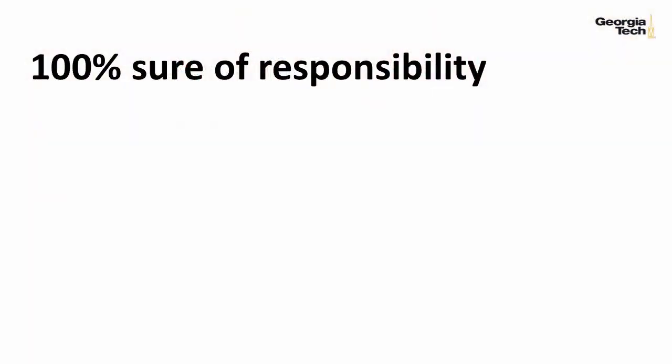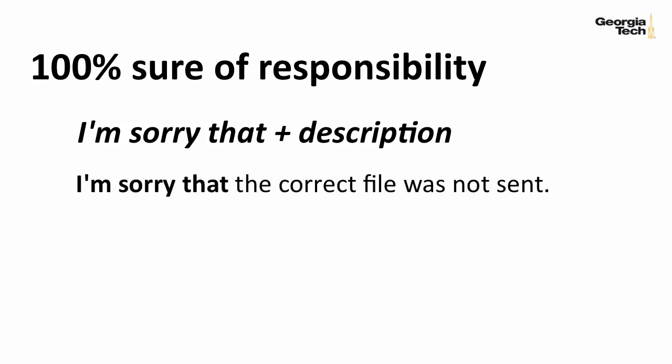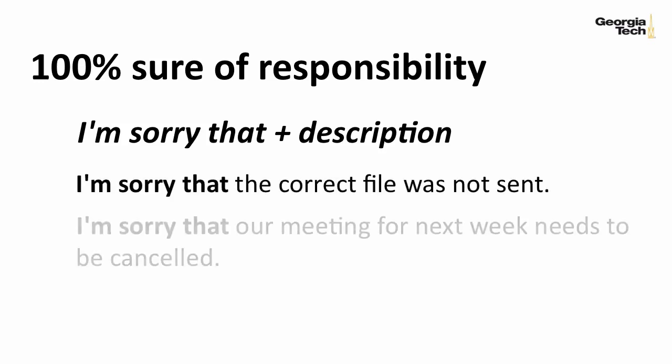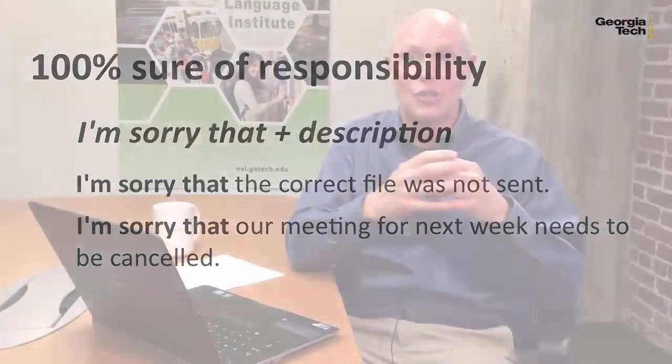We use this type of sentence for writing an apology when we are 100% sure of our responsibility for a situation. Again, you will write I'm sorry followed by the word that plus a description of the mistake. Let's take a look at the following examples. I'm sorry that the correct file was not sent. I'm sorry that our meeting next week needs to be canceled. In this example, the author is 100% sure that their side is responsible for the inconvenience caused.